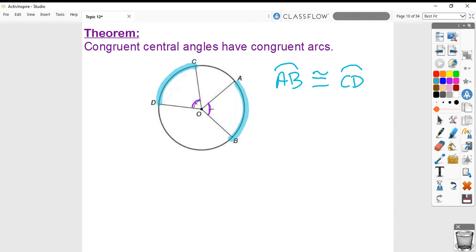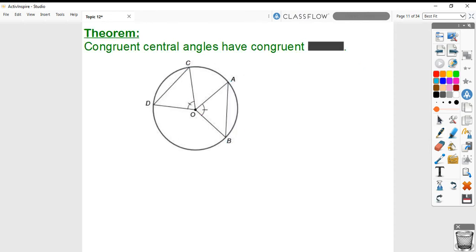All right, moving on to our next theorem. Congruent central angles have congruent chords. So it's not just the arcs that are the same. This one is saying that if you have angles that are the same down in here, it's not just arc AB and arc CD that are congruent. It is also saying that the line segments, the chords that connect AB and CD, are congruent as well. So this time we would say AB is congruent to CD, but instead of arcs, we're talking about line segments.